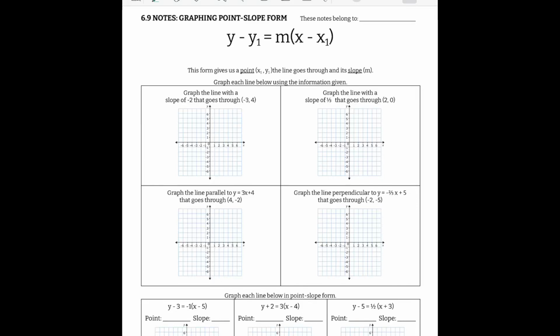Welcome to the 6.9 notes. Before you start watching, make sure that you have this piece of paper, a pencil, and you've written your name at the top in the "These notes belong to" space.